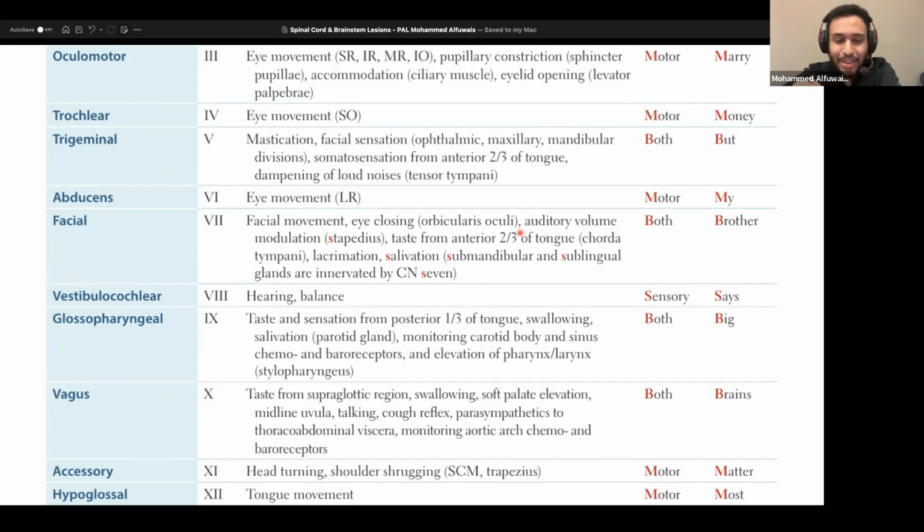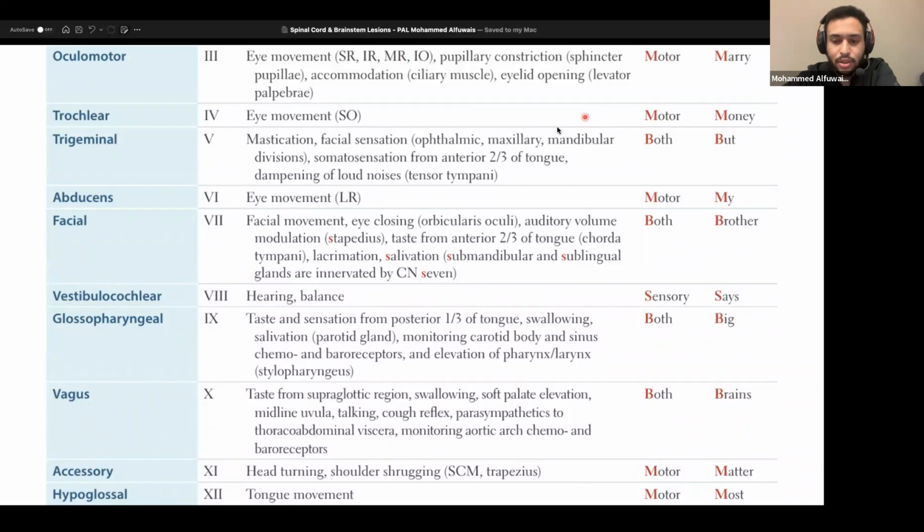Okay. Are the cranial nerves clear to you guys? Do you have any questions? And the palsies for the cranial nerves? Because there's only one more concept I need to cover for cranial nerves, which is the facial nerve. But do you guys have any other questions? I guess all is clear. Inshallah. Okay.